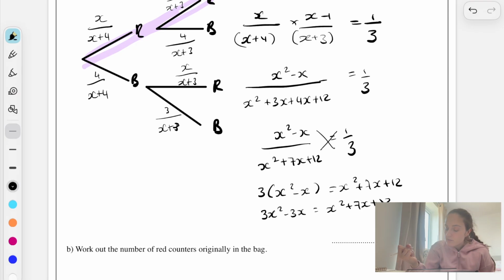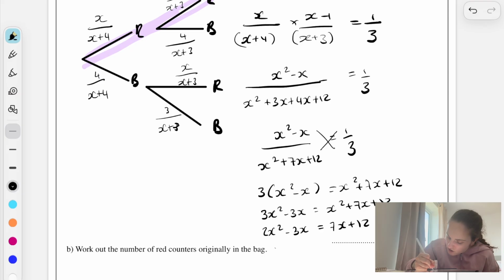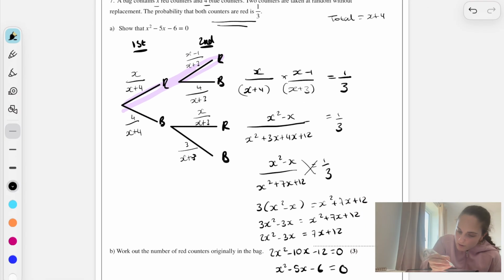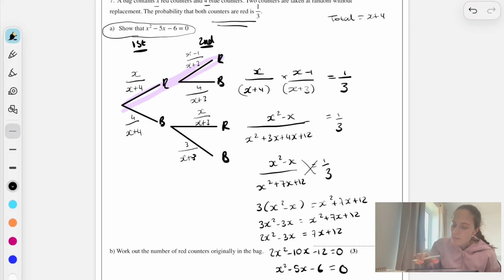So now what I'm going to do is minus x squared from both sides. So we have 2x squared minus 3x equals 7x plus 12. And then I can minus 7x and 12 from both sides. So I end up with 2x squared minus 10x minus 12 equals 0. So finally now what we need to do is divide everything by 2, and we end up with x squared minus 5x minus 6 equals 0. And that's what we're trying to show. So that's the end of that part.